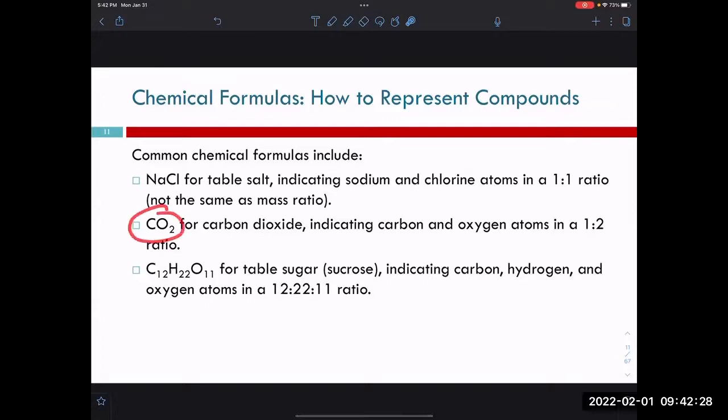For carbon dioxide, you hear a lot about it, it's a greenhouse gas. Carbon di, again, meaning 2. Oxide, meaning oxygen. There's 1 carbon and 2 oxygens. So it's a 1:2 ratio. Table sugar, a lot more complicated, has 12 carbons, 22 hydrogens, and 11 oxygens.